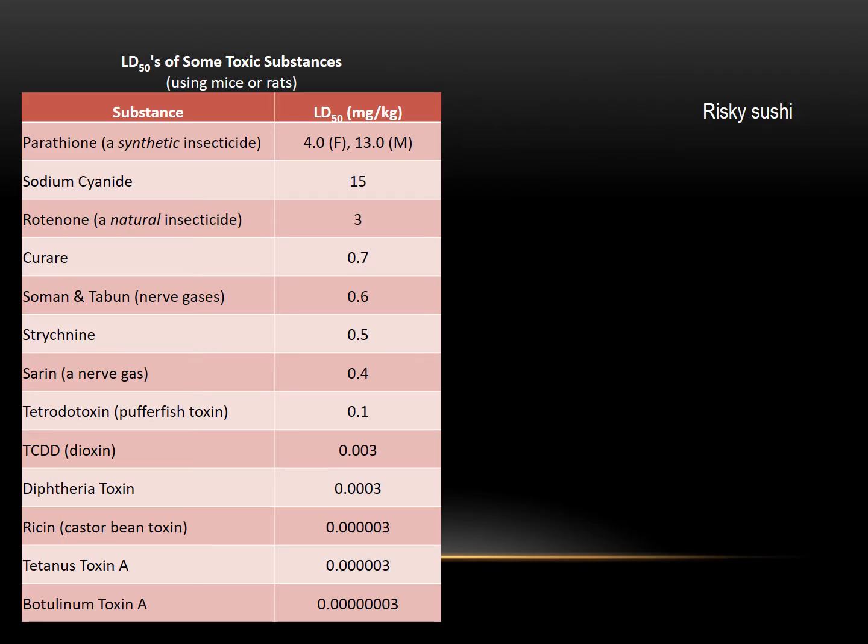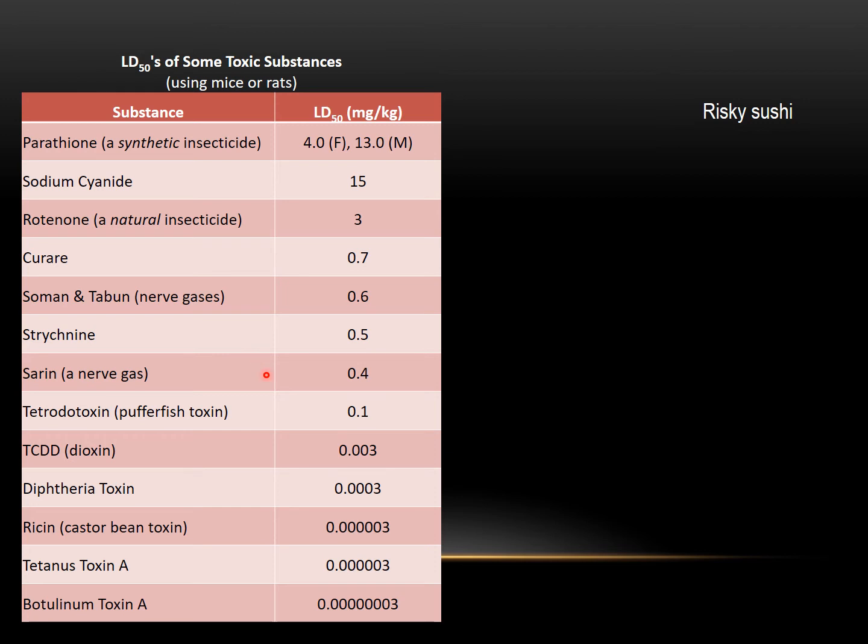Now, just because I think that this is pretty neat and interesting, here's a list of some of the LD50s of a number of different toxic substances. And in the experiment that we used to collect this data, we were looking at the lethal dose in mice or rats. So looking down our list, I think there's a couple of these that are probably pretty familiar to you. Sodium cyanide.